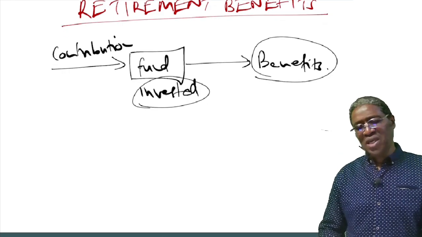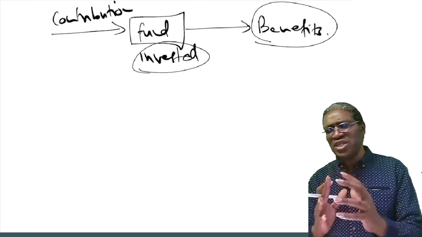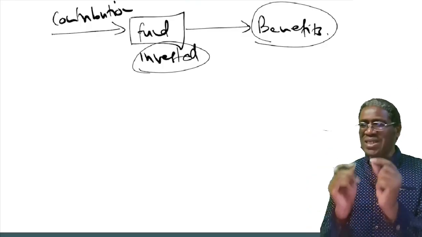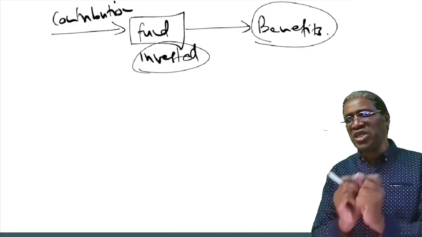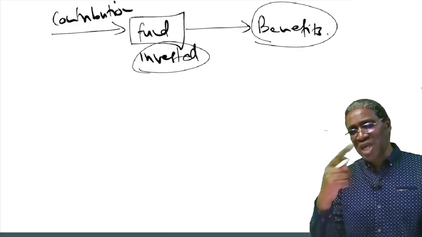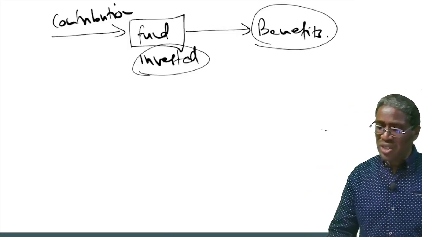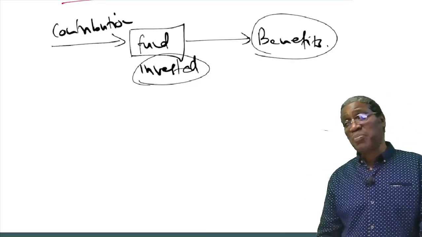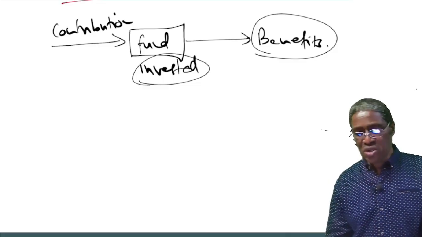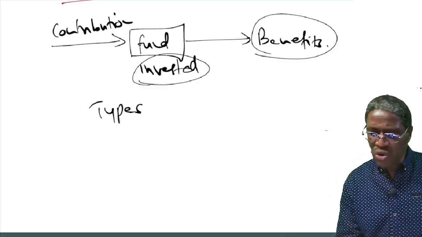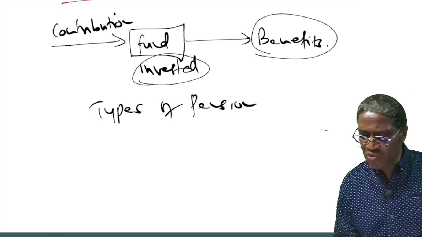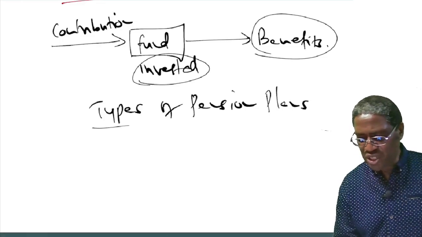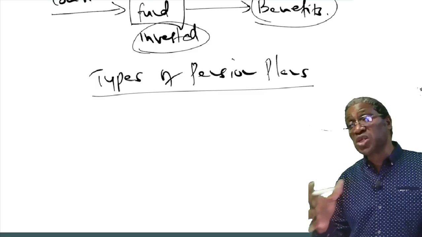Good. Now, as a company, how do you go into this kind of arrangement? We have said how a pension scheme operates, but as an employer, how do you go into a pension scheme? There are two approaches that you can use when you want to have a pension scheme on behalf of your employees. So what we want to talk about now is what we call types of pension schemes, or pension plans. There are two types of pension plans or two approaches that you can use.